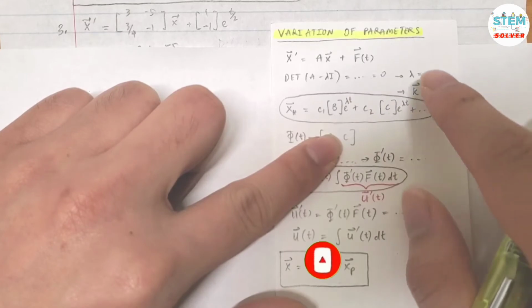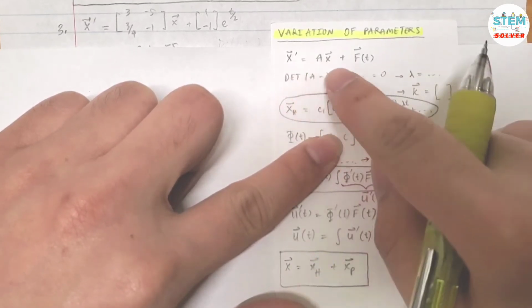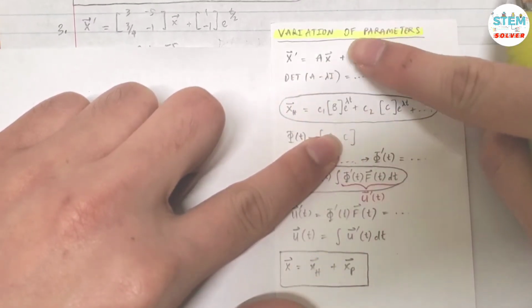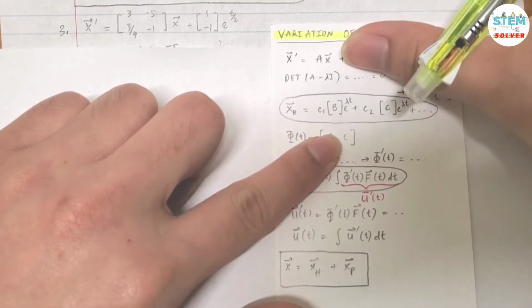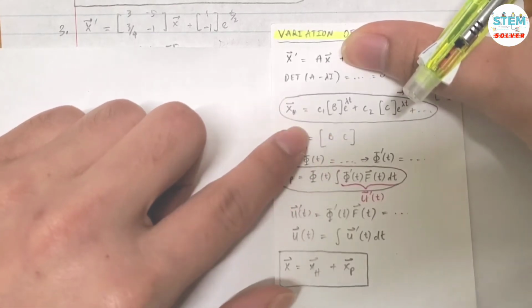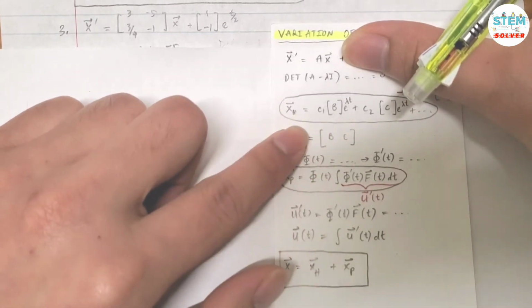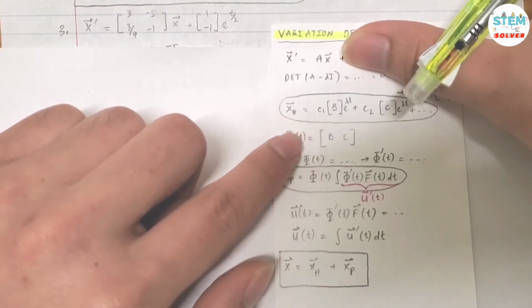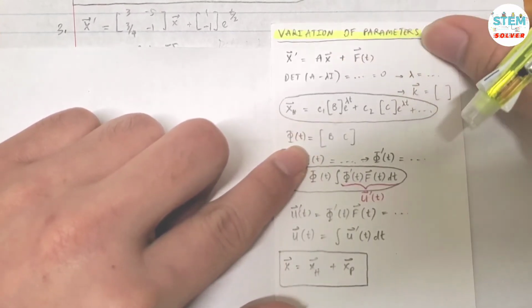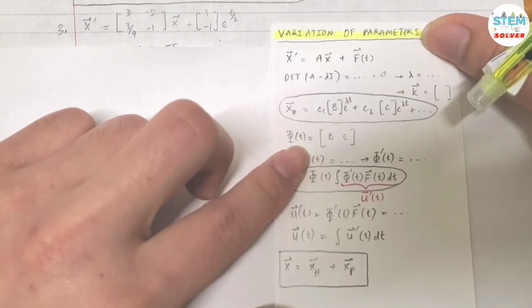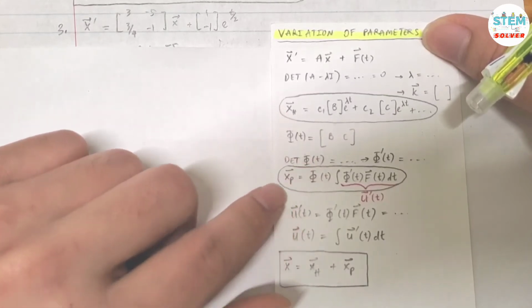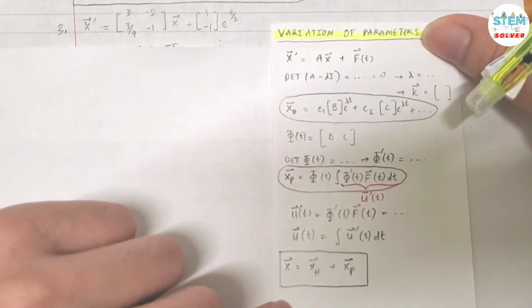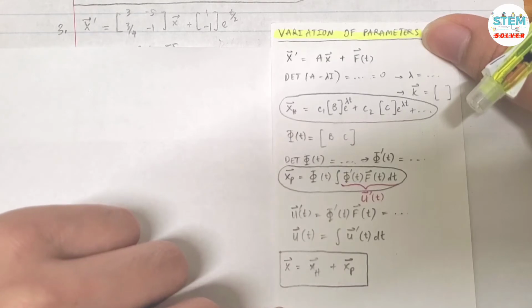See, if I have vector x prime equal A times vector x, ignore this one. Basically it is your homogeneous equation, and you can do it very easily. Now, if I add the vector f of t, it becomes a non-homogeneous system. So here's the steps you need to do in order to find the answer for the non-homogeneous solution.